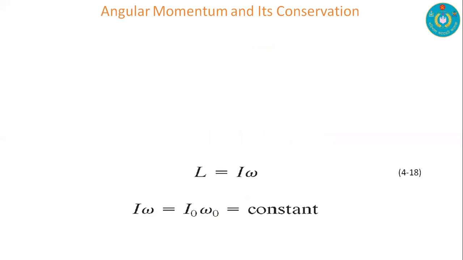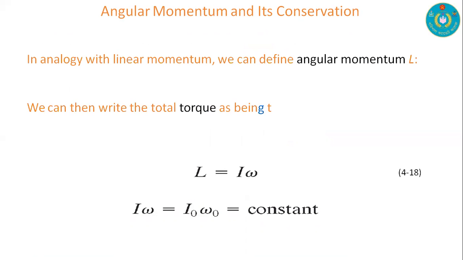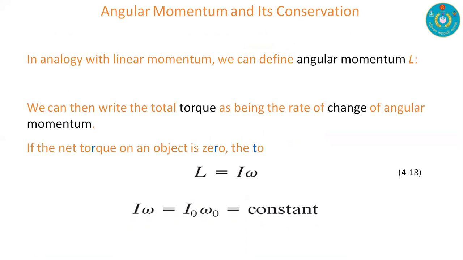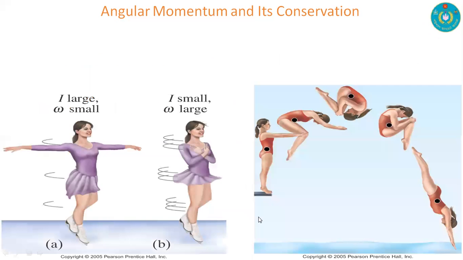Angular momentum and its conservation: in analogy with linear momentum, we can define angular momentum L. We can then write the total torque as the rate of change of angular momentum. If the net torque on an object is zero, the total angular momentum is constant, that is L = Iω. If net torque is 0, the total angular momentum will remain conserved, that is Iω = I₀ω₀ = constant. That is the conservation of angular momentum.